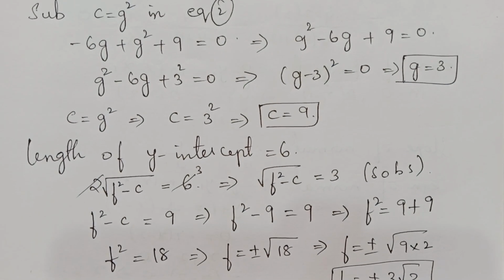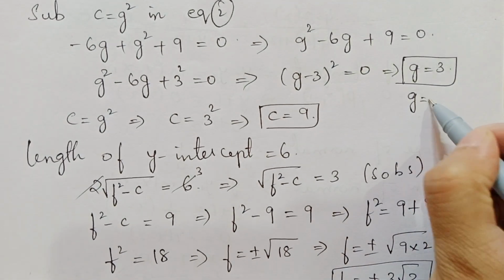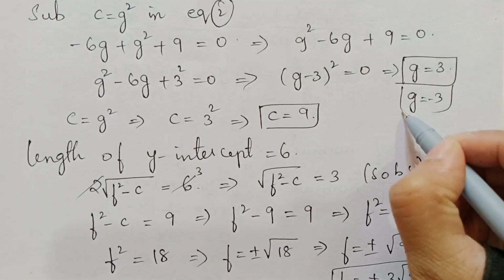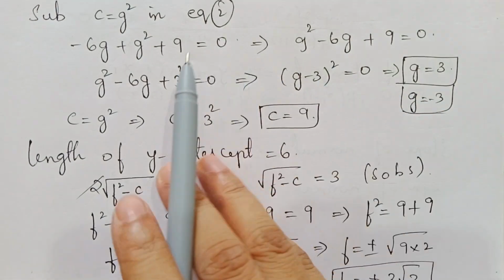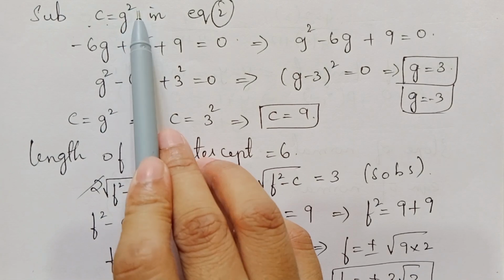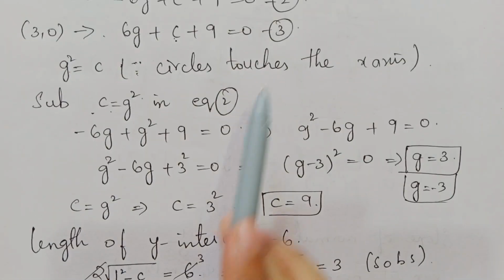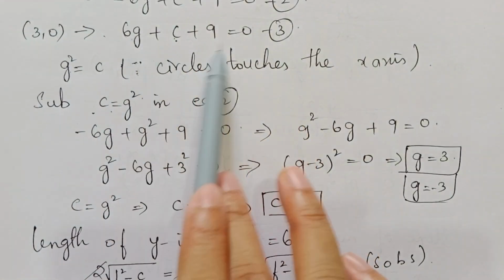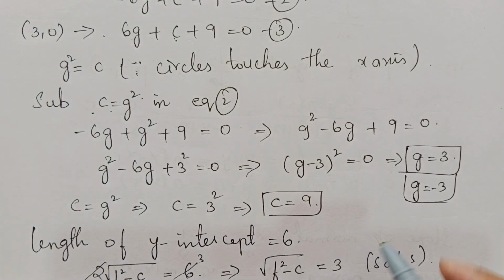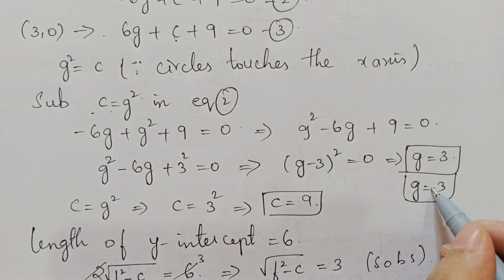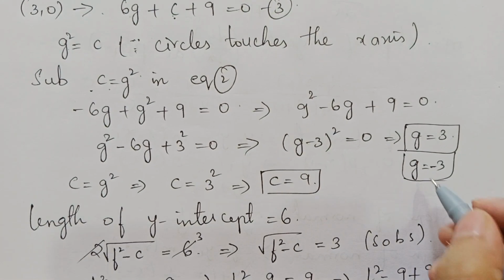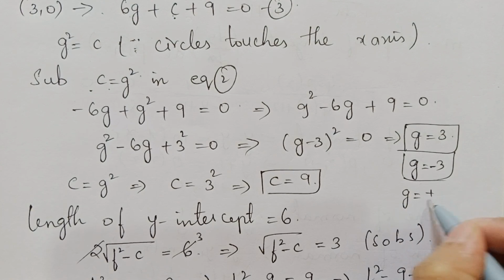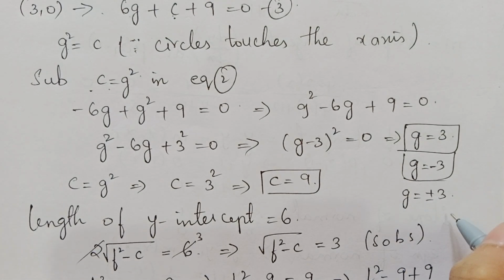There is a possibility that g can also be equal to minus 3. Okay, if we substitute the value of c equal to g square in equation 3, which is nothing but the positive form of equation 2, right? So if we do that, we'll get the value of g as minus 3. So g can also be written as plus or minus 3.